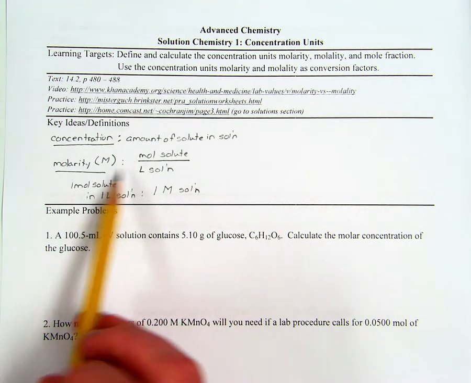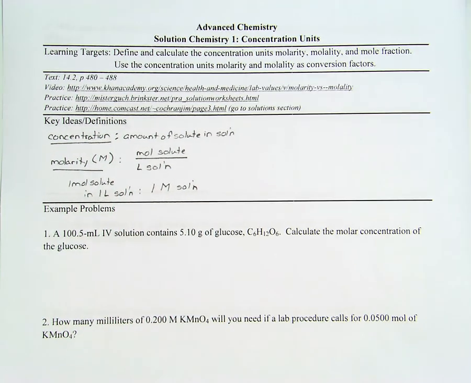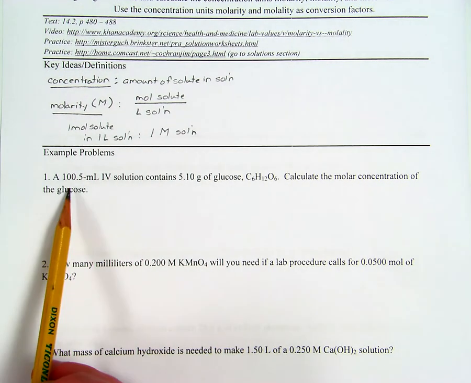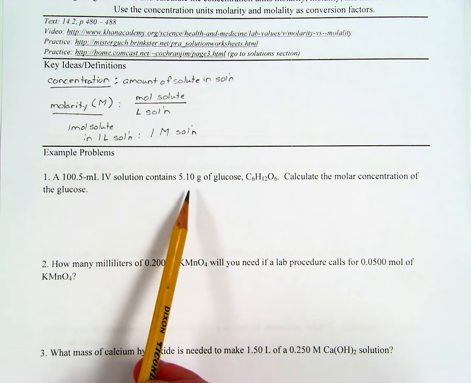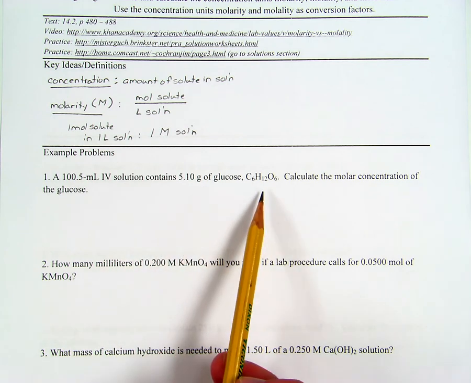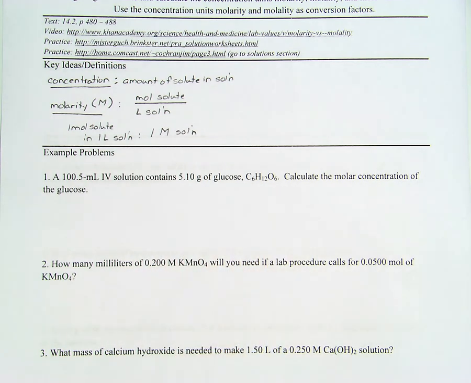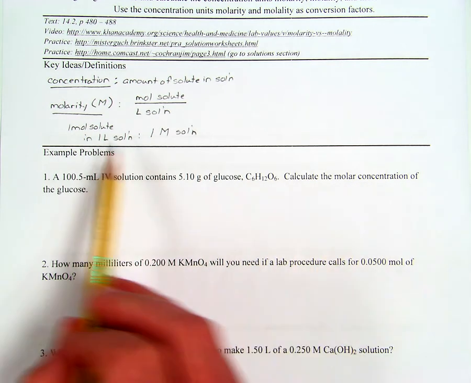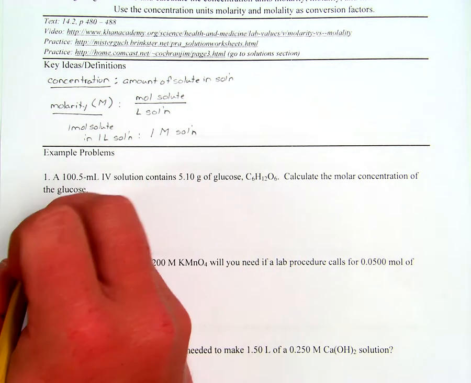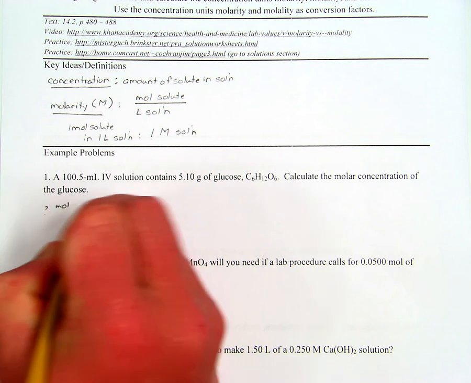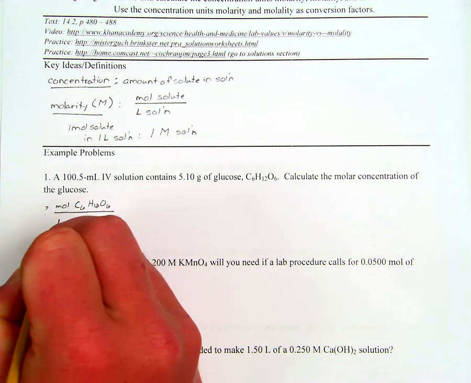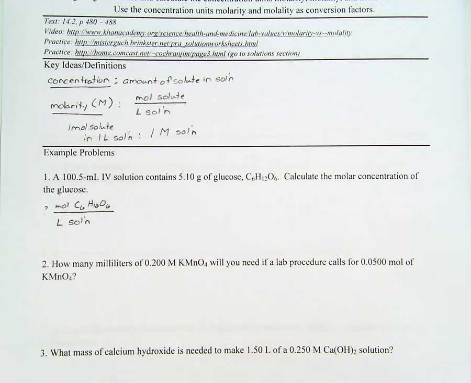Alright, so let's see how this idea of molarity would apply to some of these example problems here. Let's take a look at example problem number 1. We're told that a 100.5 milliliter IV solution contains 5.10 grams of glucose, or C6H12O6, and it asks us to calculate the molar concentration of the glucose. Well, I know molar concentration, that is molarity, those two terms are synonymous there, so that means I need to find how many moles of glucose, C6H12O6, are there per every liter of the solution. That's what I'm looking for.